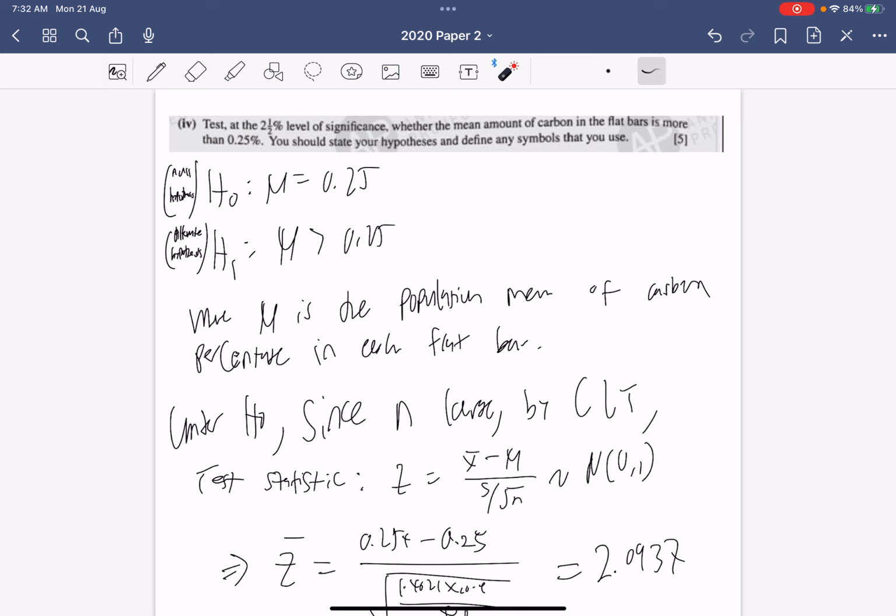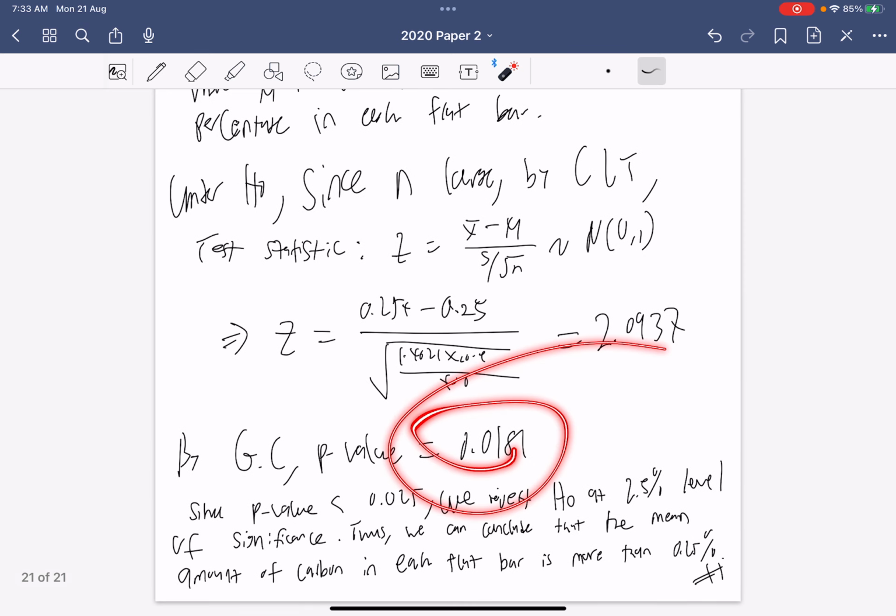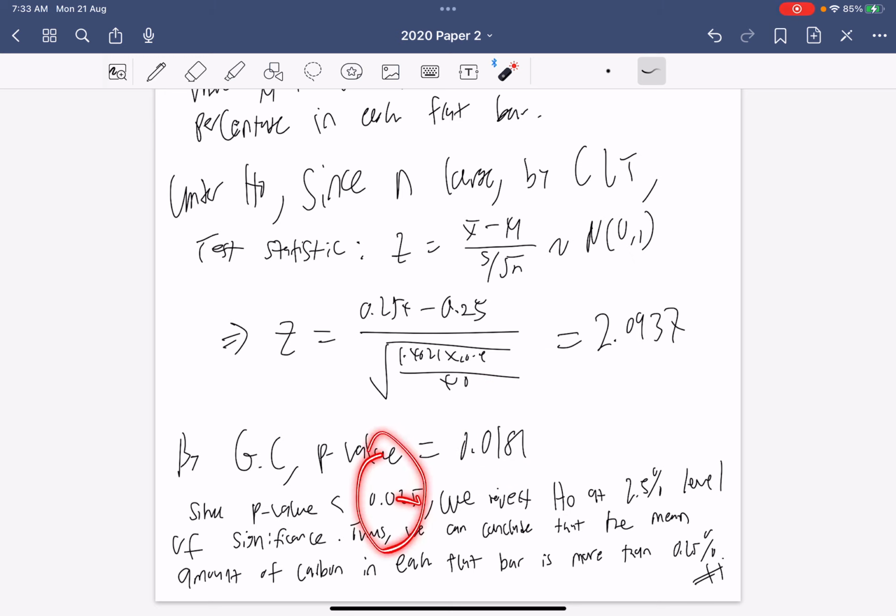And now we need to just do another test with the central limit theorem, which is essentially the same, but now it's one tail because they ask for more than. So you just use the central limit theorem, you can find the test statistic, model with a normal approximately, and Z will just be this value now, which is 2.0937. And by GC, we just compute the p-value because we don't even find the critical region in this case. So we just calculate the p-value and see that it's less than 0.025, which means we can reject H0. And thus conclude that the mean amount of carbon in each flat bar is more than 0.25.